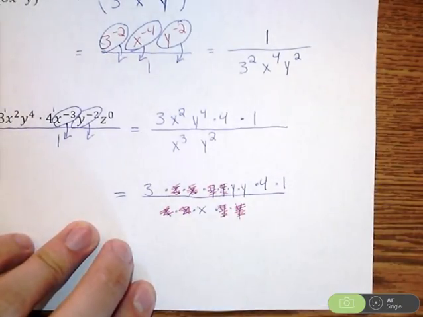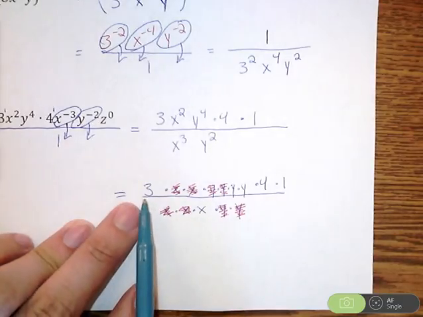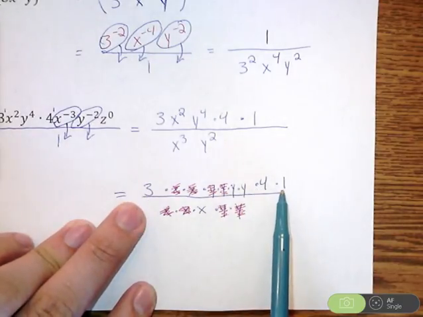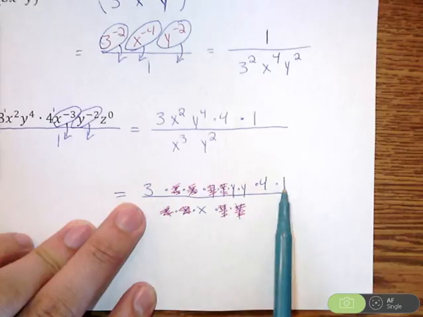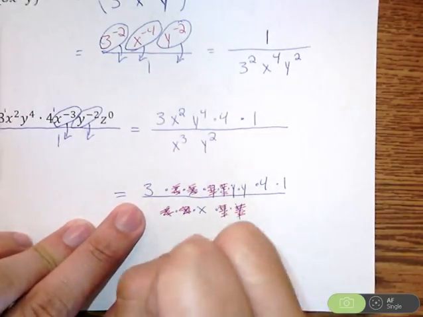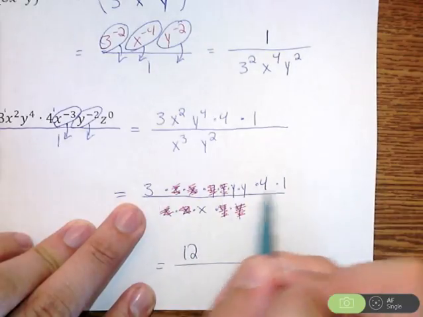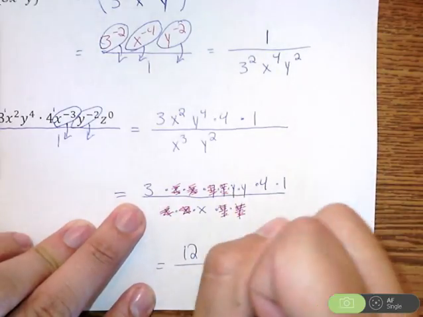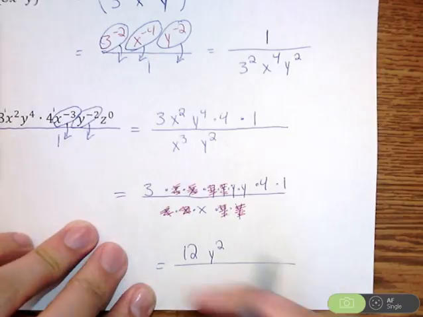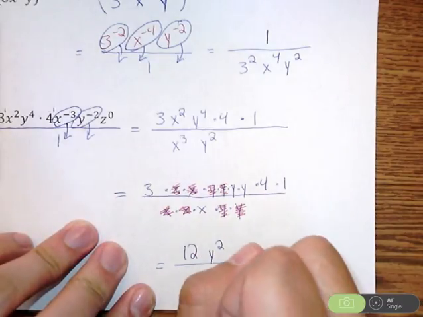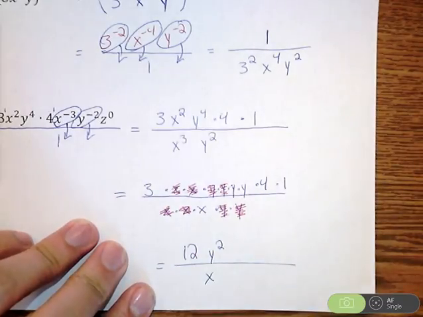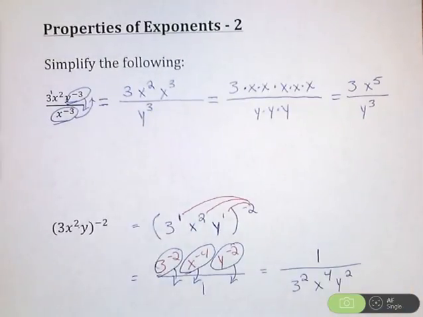So I like to look at the numbers first, and then I'll move to the variables. So I have 3 times 4 times 1. So 3 times 4 is 12. 12 times 1 is 12. So I took care of the 3, 4, and the 1. I have a y times a y, which is y squared. In the denominator, I just have this plain old x, so I'm going to put x. And those were a few examples using properties of exponents.